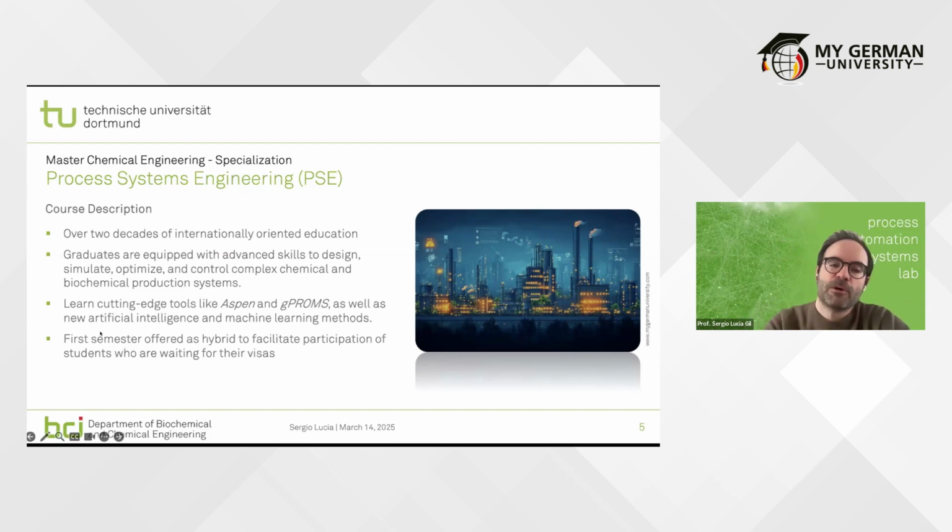You learn cutting edge tools like Aspen and gPROMS, as well as new methods of artificial intelligence and machine learning that are becoming more and more popular in process systems engineering. Also, a special feature is that the first semester is offered as a hybrid semester, so you can follow the lectures online. This is, in our experience, very important because visas can take a little bit of time, and maybe some of you cannot make it to the start of the program in October. So you don't have to worry about it. You will be able to follow, and if you arrive one, two, or three months late, it shouldn't be a problem.